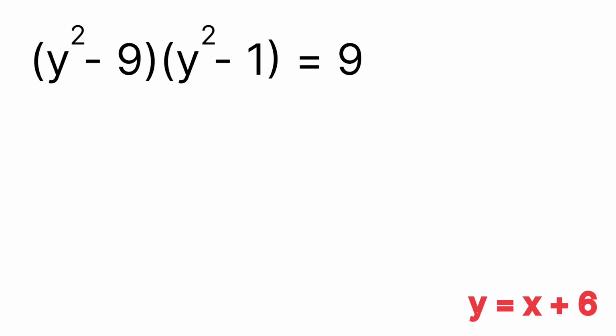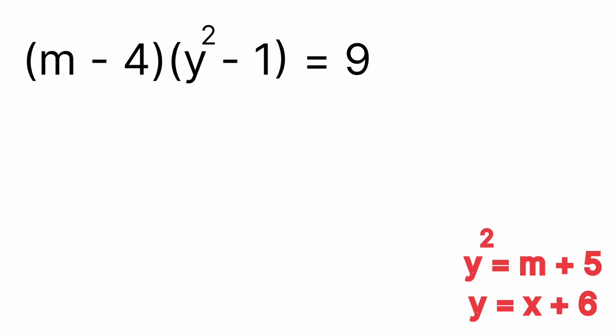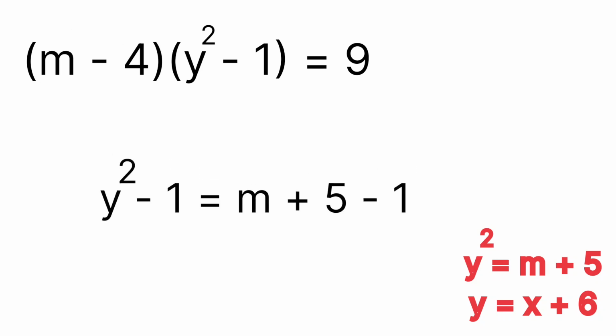I know you might be thinking about distributing again, but that would just give huge numbers. It's not the best move, so we go back to what we did before. Now, what's the average of 1 and 9? 5, right? Let's set y squared equals m plus 5. Then, y squared minus 9 equals m plus 5 minus 9 equals m minus 4. y squared minus 1 equals m plus 5 minus 1 equals m plus 4.